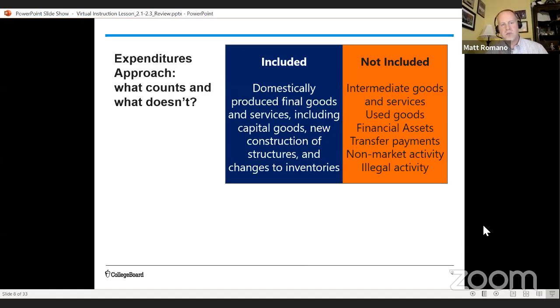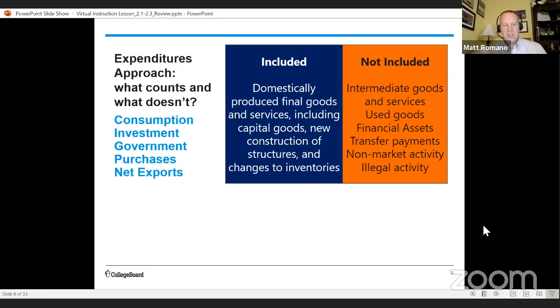So back to the expenditures approach. What counts and what doesn't? I think it's important here to, again, like I started out with, remind yourself what GDP is intending to measure. GDP intends to measure what was produced this year in this country, whatever country we're talking about, within the political boundaries of this country. That's what it's trying to measure. It doesn't matter who produced it, just the simple fact that it was produced within this economy. We're talking expenditures approach. So again, we're talking consumption, investment, government purchases, net exports.